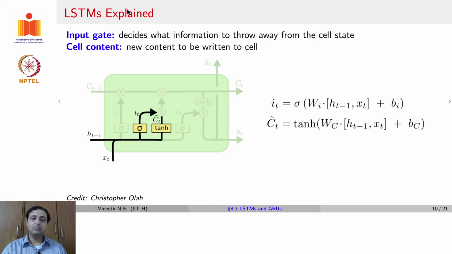Similarly, the input gate decides what information to add to the cell state. The input gate also receives a copy of xt and ht minus 1 as input, similar to the forget gate, has its own weights wi, a bias bi, and operates a sigmoid activation function to ensure the output lies between 0 and 1. In this part of the architecture, you also have another component which takes the same input, ht minus 1 and xt.